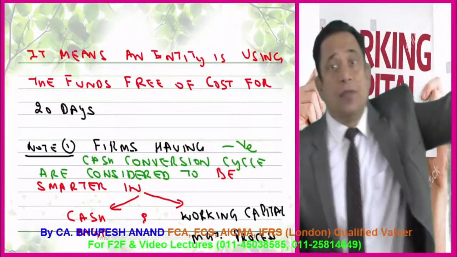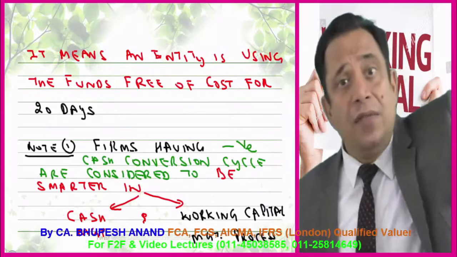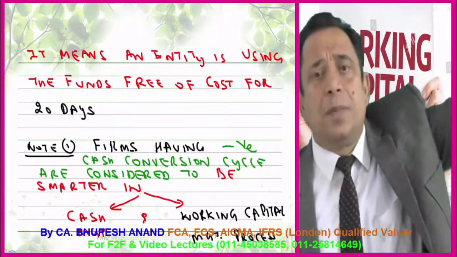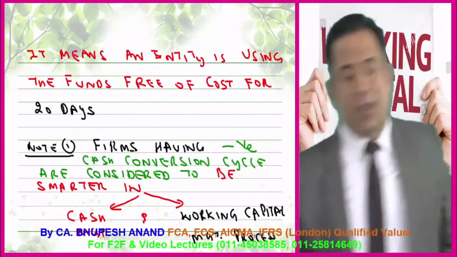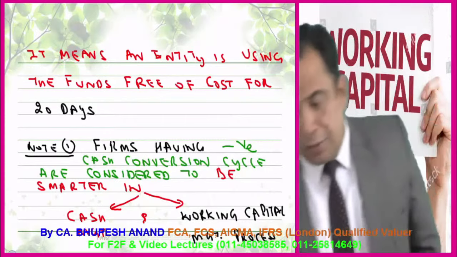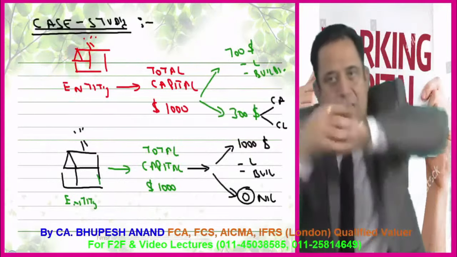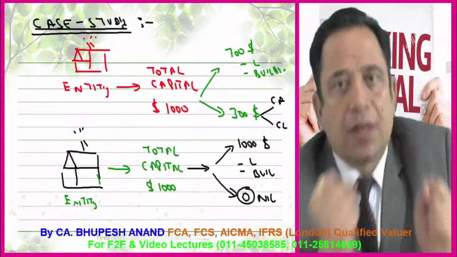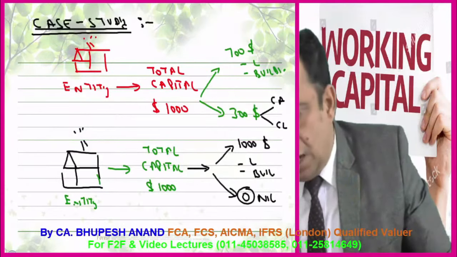If you are clearing your CFA level 1, level 2, level 3 within a shorter span, it means you are smarter than other peers, your friends. So the cash management and working capital management process is effective. Now with the help of a case study, I want to tell you how it is effective.